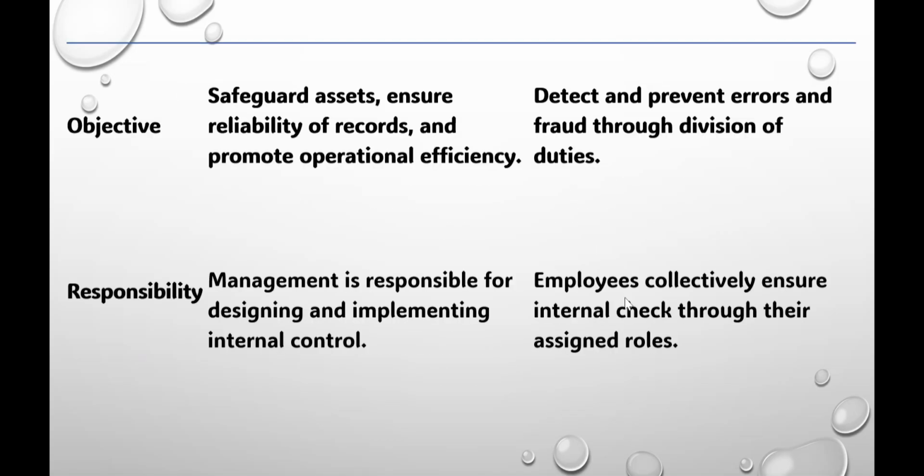Again, the objective of internal control is to safeguard the assets of the entity, ensure the reliability of the records maintained by the entity, and promote operational efficiency. Whether more efficient work is done or not has to be seen by the management. And internal check detects and prevents errors and frauds through division of duties. So duty is divided among the employees, and one's work is checked by the other.